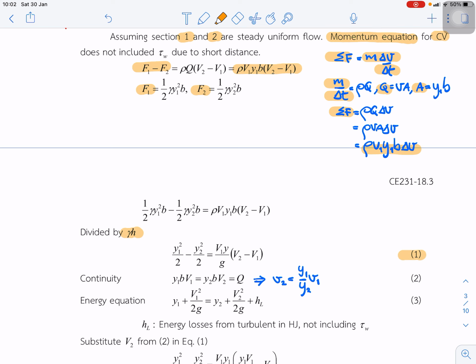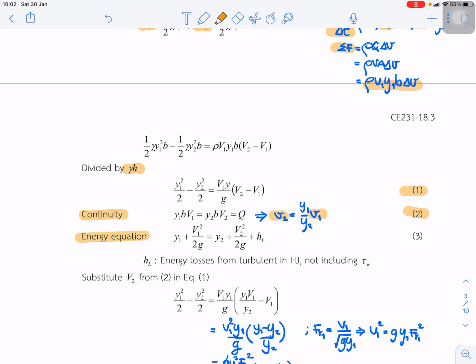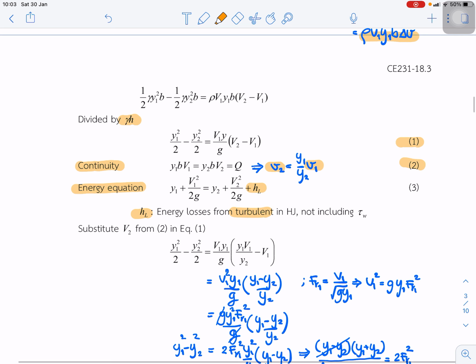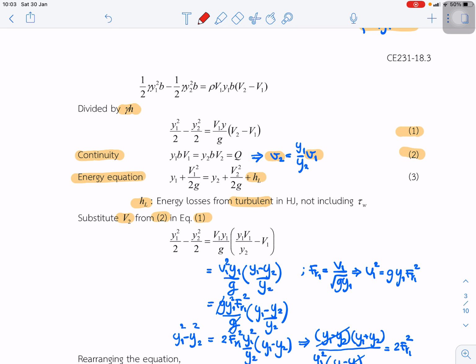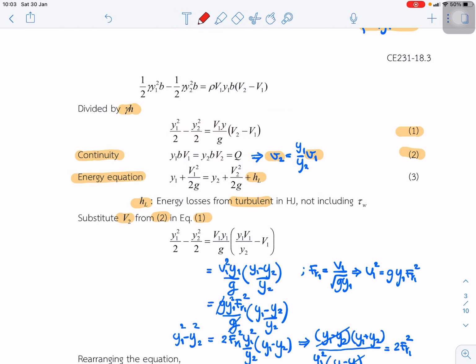So we got the first equation. And next, we apply the continuity equation. V2 is a function of V1, it depends on the depth. And from the energy equation, we have the head loss for the turbulent flow. Next, we substitute V2 from equation 2 into equation 1. So we got this equation. We can say that this is equation 4.